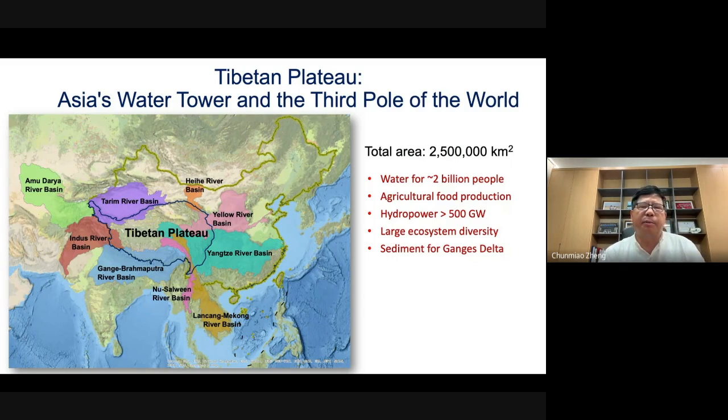I think many of you have heard of this Asia's water tower, but it also has been referred to as the 3rd pole of the world because it's the highest land on Earth. And it has a total area of 2.5 million square kilometers. And it provides water for about 2 billion people downstream. So it's a very, very important region.